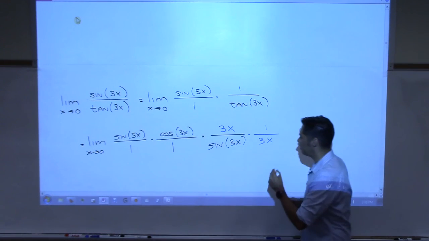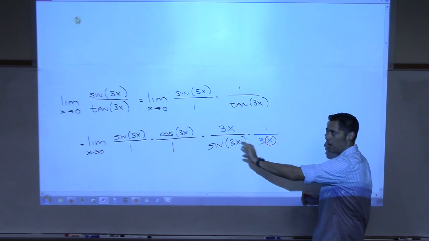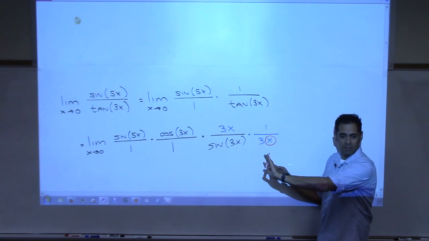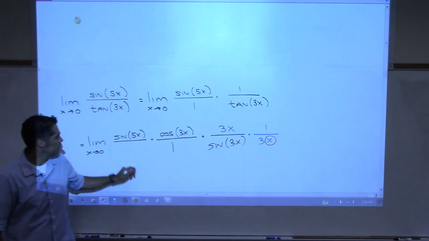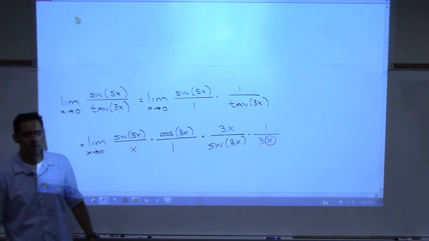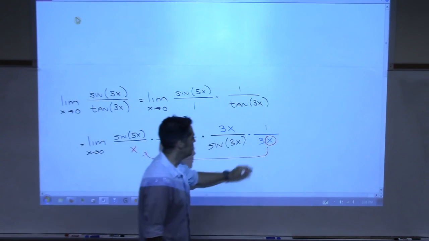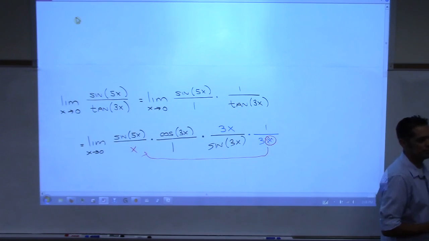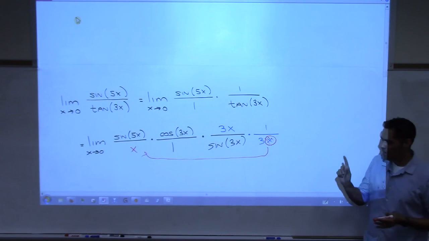I'm going to take this x, just the x, and since this is all multiplication on the bottom, I can move it anywhere I want, right? I'm going to choose to slide it underneath this right here. Okay? I'm moving this x right there. And it's no longer here, is it? Agreed?